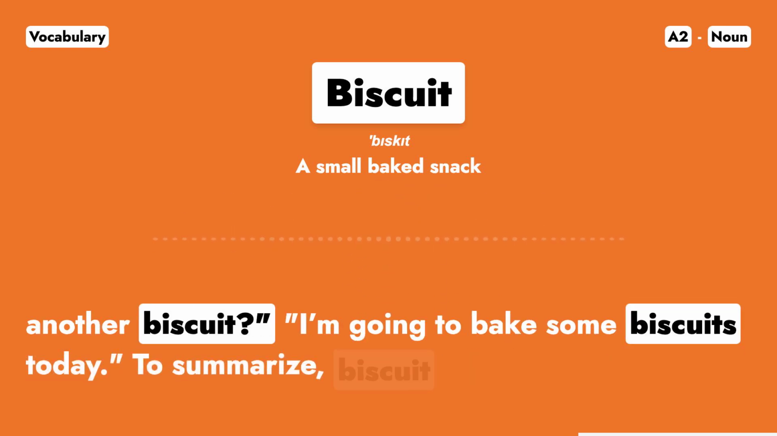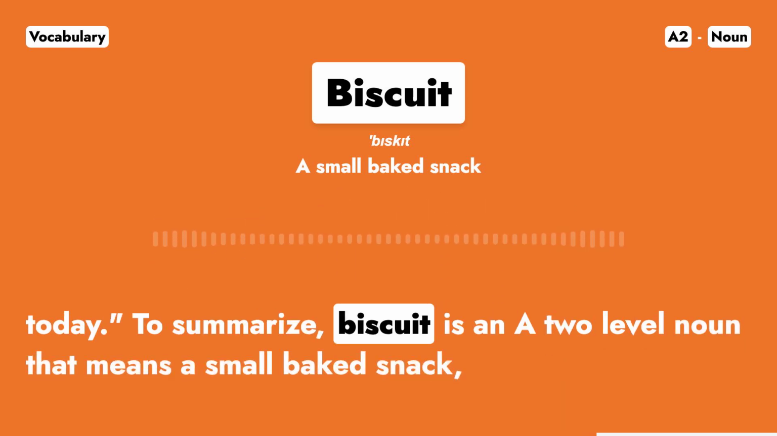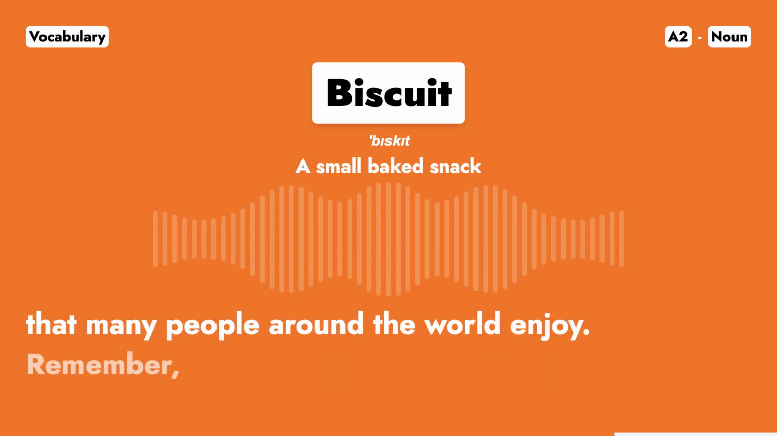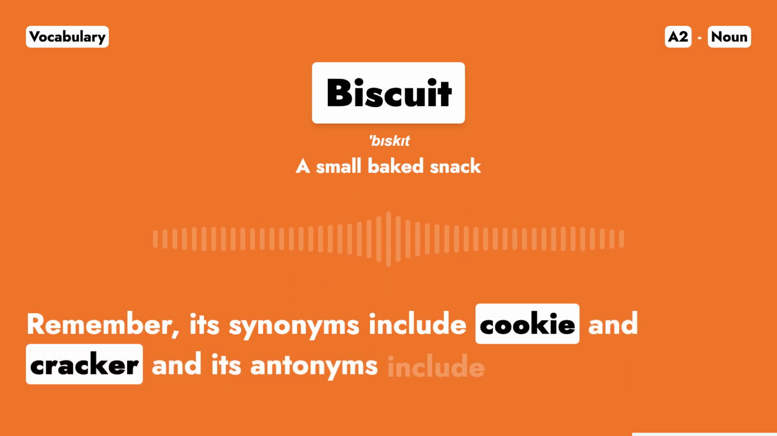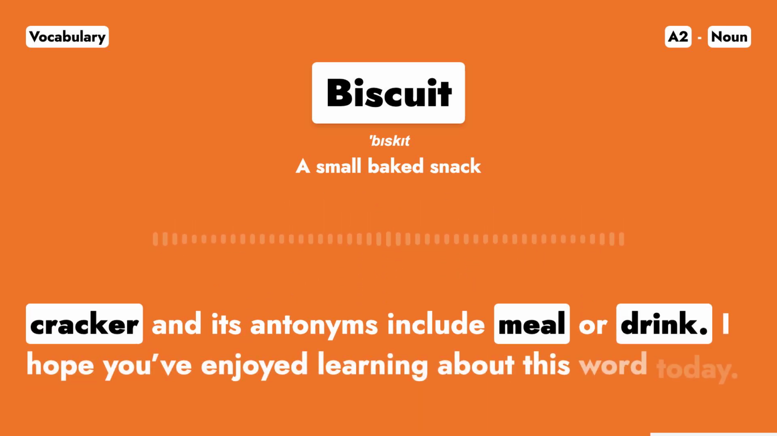To summarize, biscuit is an A2 level noun that means a small baked snack, and it's something that many people around the world enjoy. Remember, its synonyms include cookie and cracker, and its antonyms include meal or drink. I hope you've enjoyed learning about this word today.